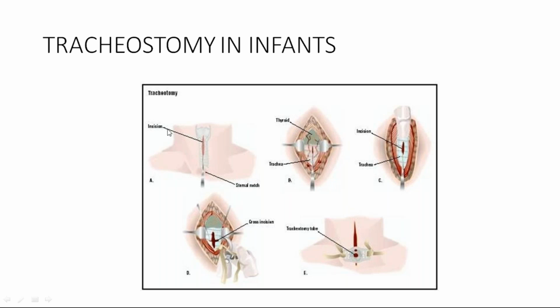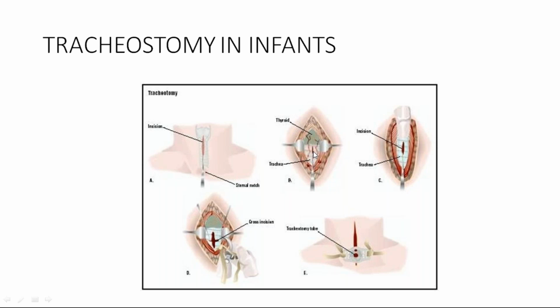Tracheostomy in infants is similar to the adults, but you shouldn't extend the neck too much, because the extension of the neck in an infant or children leads to the pulling of the pleura and also the great vessels upwards, which can lead to pneumothorax or injury to the great vessels.